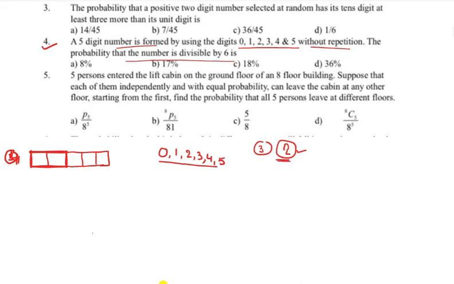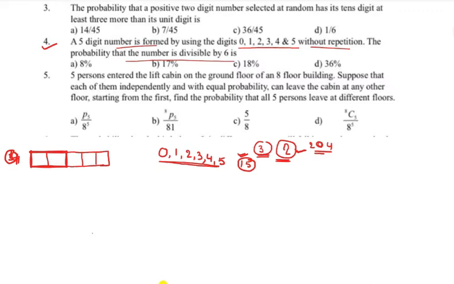But you know, it is divisible by 2 means the last place we have to fill with either 2 or 0 or 4. But it is divisible by 3 means the sum of the digits must be a multiple of 3. Okay, you can observe this sum. Total sum is equal to 15.